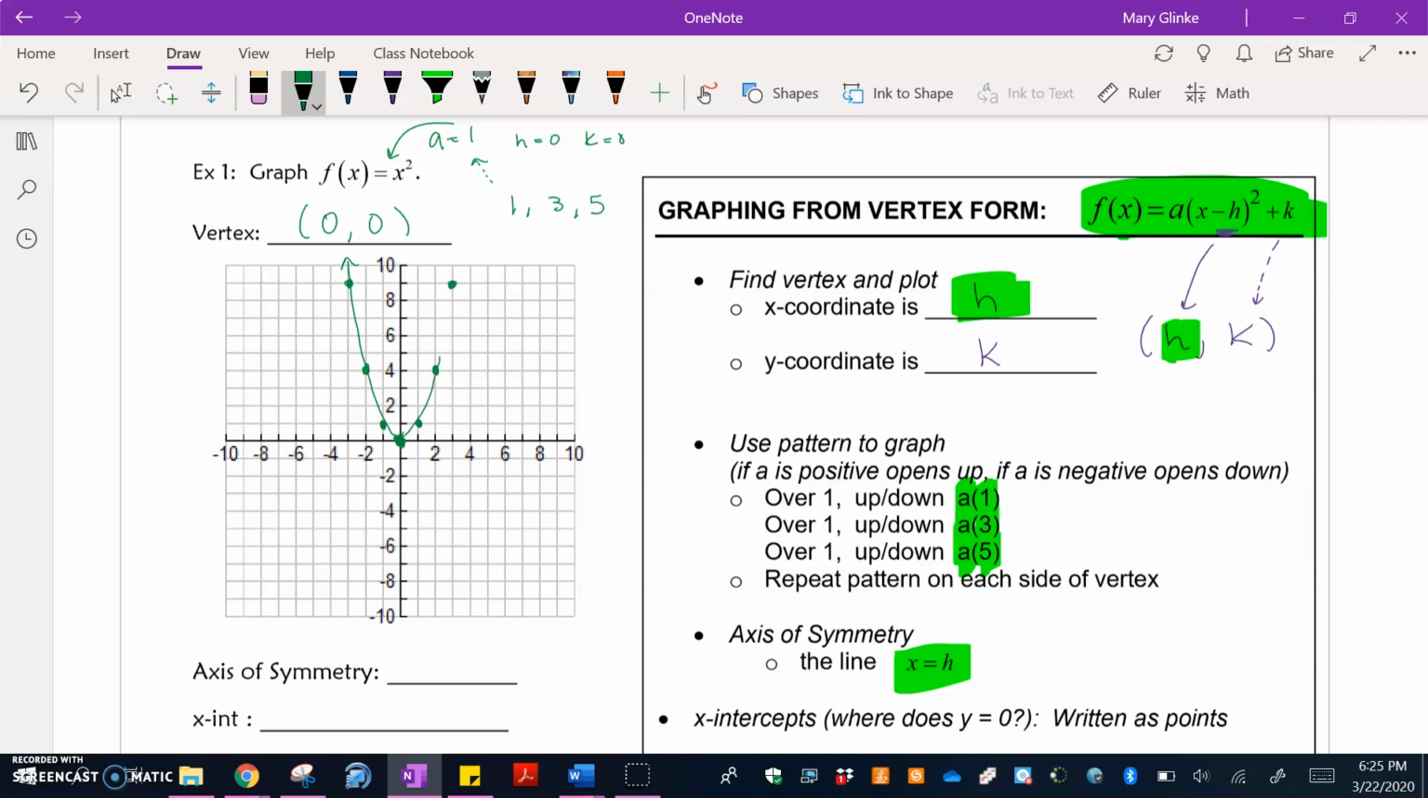That's going to give you that nice parabola shape or that nice U shape. So again, that pattern is 1, 3, and 5. Once we start moving it and stretching it and everything, we'll show you how a changes those numbers.